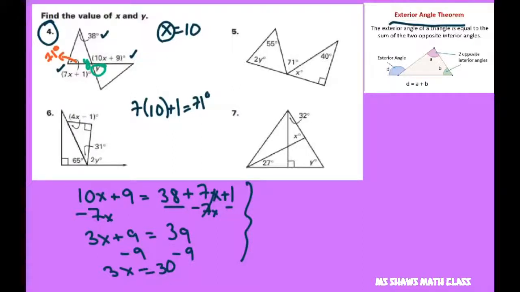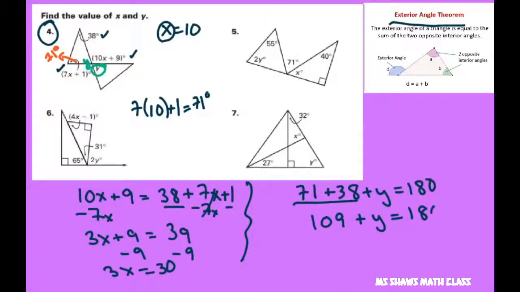All you have to do to find y is set this as 71 plus 38 plus y equals 180. This equals 109. Subtract 109 from both sides of the equation, and that's going to give you y equals 71 degrees. So y equals 71.